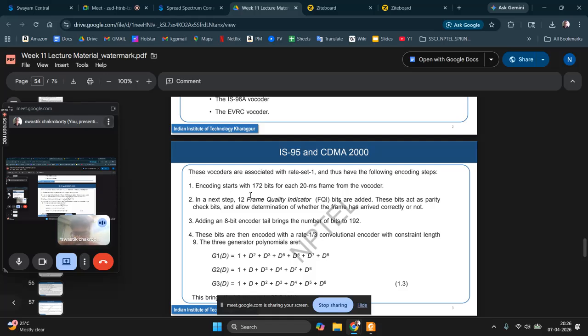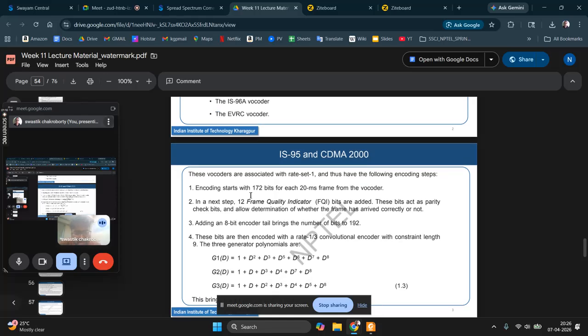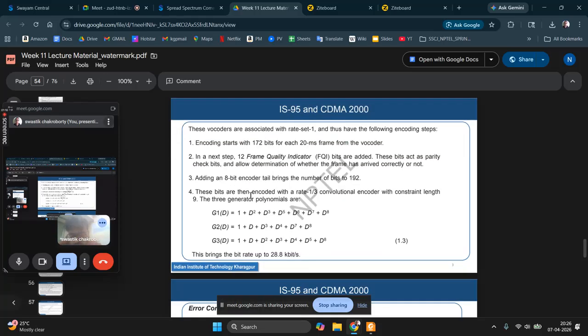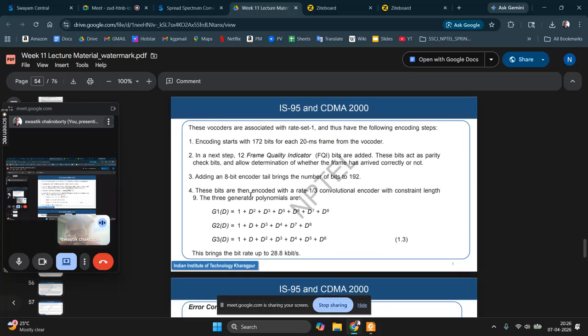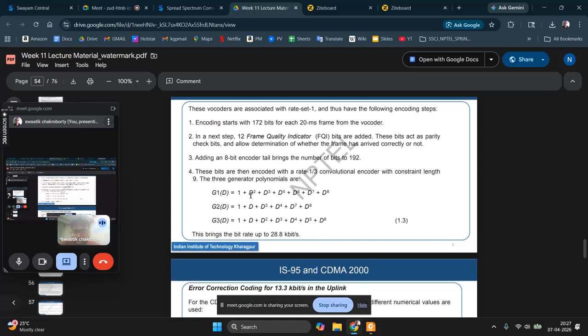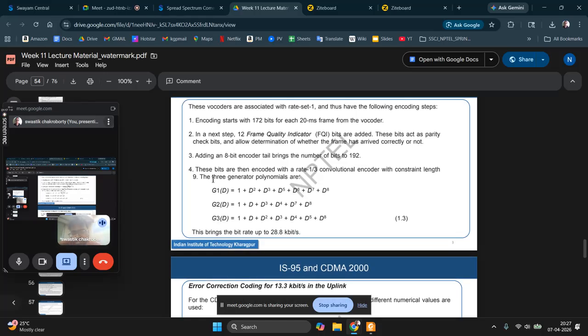Encoding starts with 172 bits for each 20 millisecond frame from the vocoder. Next, 12 frame quality indicator bits are added. These bits act as parity check bits and allow determination of whether the frame has arrived correctly or not, so they are there as redundancy for parity check. Then an 8-bit encoder tail is added to flag the encoder, and that brings the total number of bits to 192.